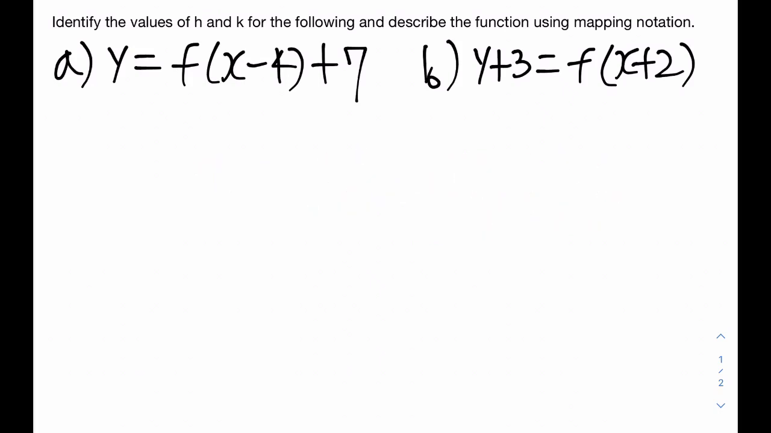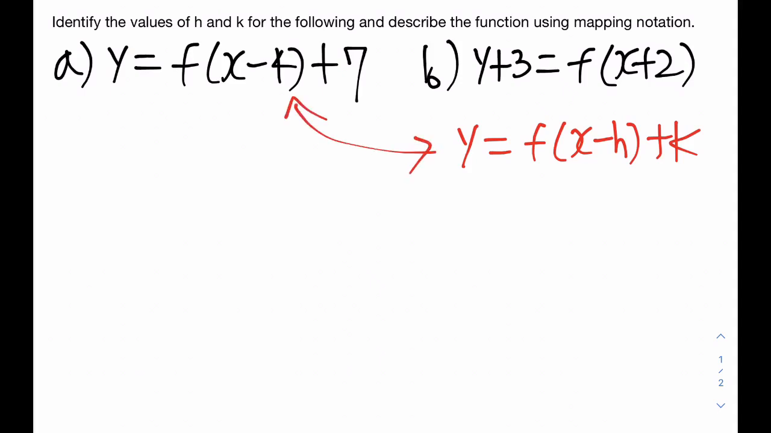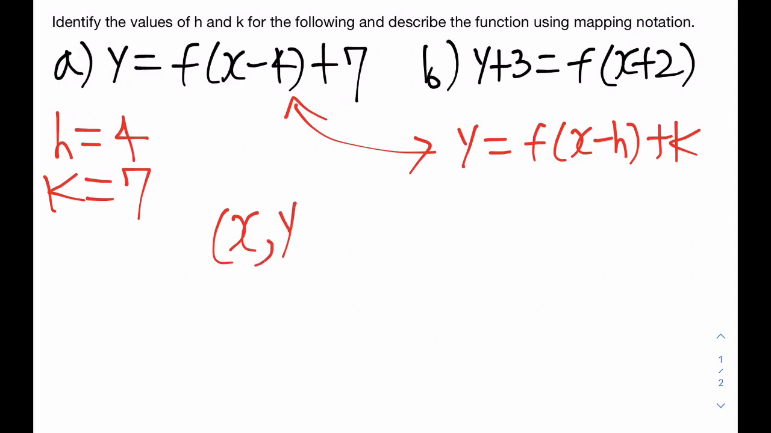As we can see, we have y equals f of x minus 4 plus 7. If we compare these two together, we can see that our h value for A will be 4 and our k value will be 7. Now, let's look at mapping notation. Guys, mapping notation is basically when it is written like this, so x and y, and we put an arrow like that, and then we describe what transformation occurred in this function.